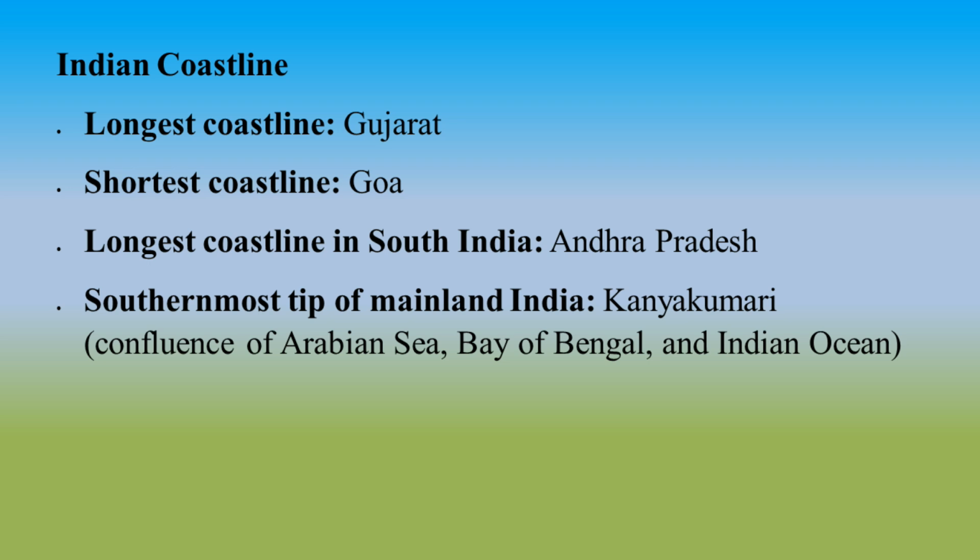Indian coastal line. India has a vast coastal line. The longest coastal line is found in Gujarat, which has extensive contact with the Arabian Sea. In contrast, Goa has the shortest coastal line. In South India, Andhra Pradesh has the longest coastal stretch. The southernmost tip of the Indian mainland is Kanyakumari, where three water bodies, the Arabian Sea, the Bay of Bengal, and the Indian Ocean meet.